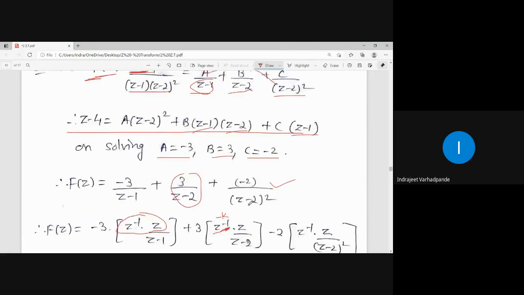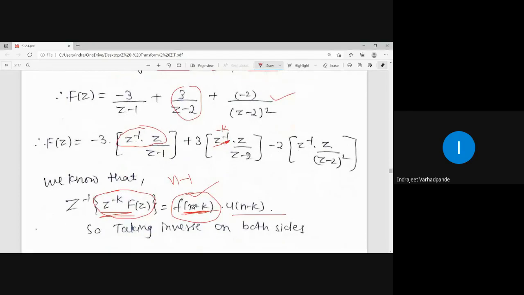But here in this case you need to replace n with n minus 1. U of n minus k will be written as u of n minus 1. Why? Because if you compare, the value of k is to be obtained as 1. So accordingly अगर इसका z इनवर्स आता है a to the power n, तो we will be writing it as a to the power n minus 1, क्योंकि अपने यहाँ n minus k का कंपैरिजन होगा इसके साथ.